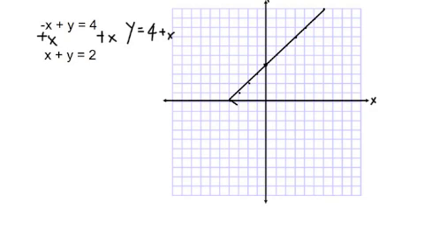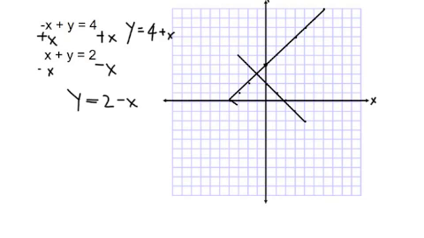For my second line, again, I need to rewrite it as y equals, so I'm going to subtract x from both sides. I get y is equal to 2 minus x. This means my y-intercept is at 2, and the slope is negative 1. So that means down 1 over 1, down 1 over 1, and so on. If I connect the discrete points, this is what I get.